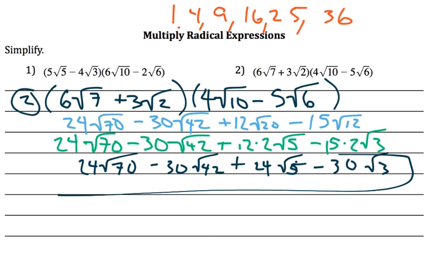And like I said on the last one, unless I made a mistake, I think that's going to be totally simplified. So 24 square root of 70 minus 30 square root of 42 plus 24 square root of 5 minus 30 square root of 3.